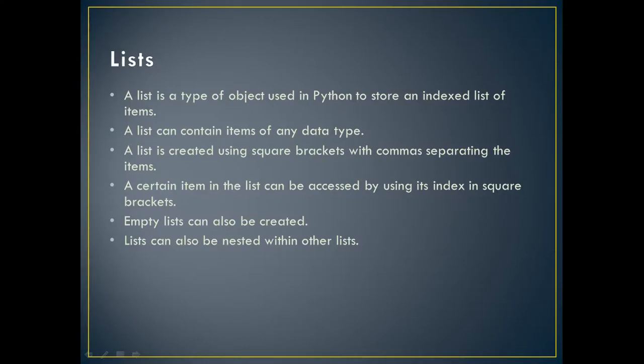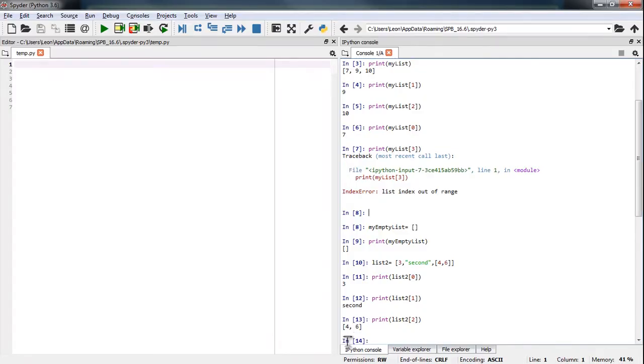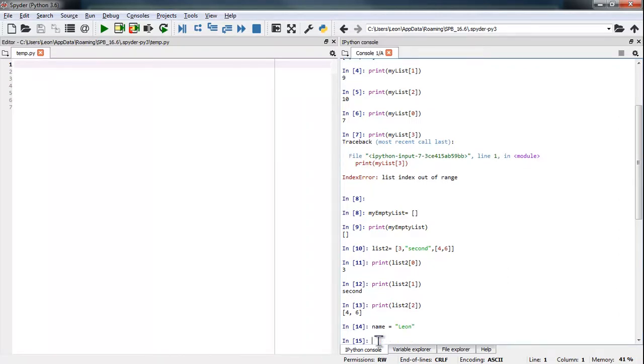Moving on, strings can also behave as a list of characters. Each character in the string will act as an individual item in a list of characters. What that basically means is you could have a string, for example, called name equal to, I will say Leon. This string variable can also be seen as a list of characters. So the first element in the list will be L, second will be E, third will be O, and fourth will be N.